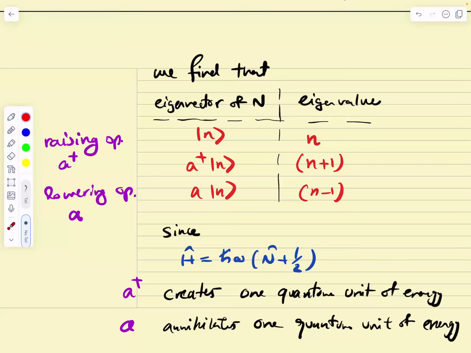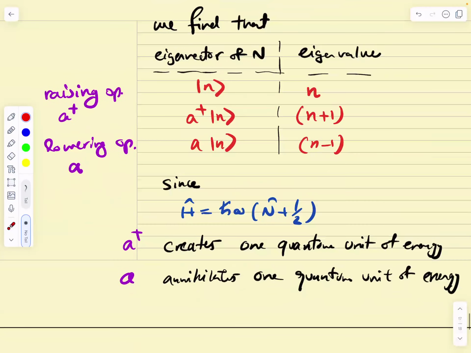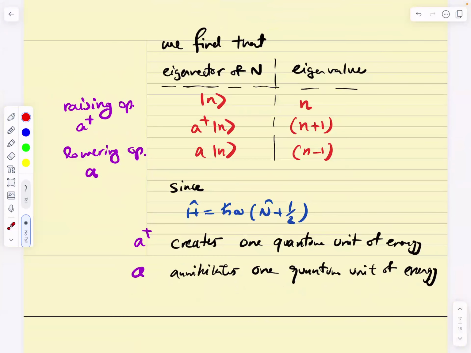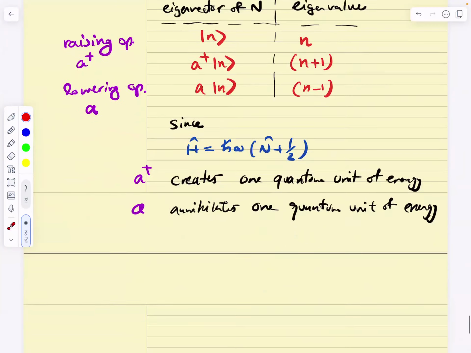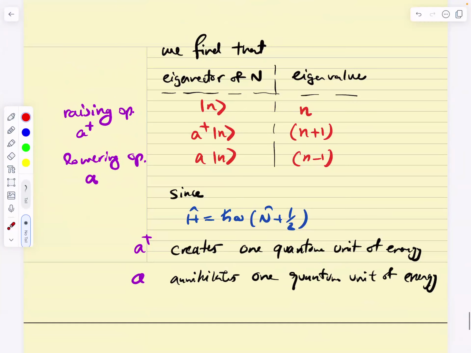That is more meaningful in field theory. In quantum mechanics, I think this terminology, I don't know, maybe it was left over from quantum field theory. But all right. Are there any questions about this?